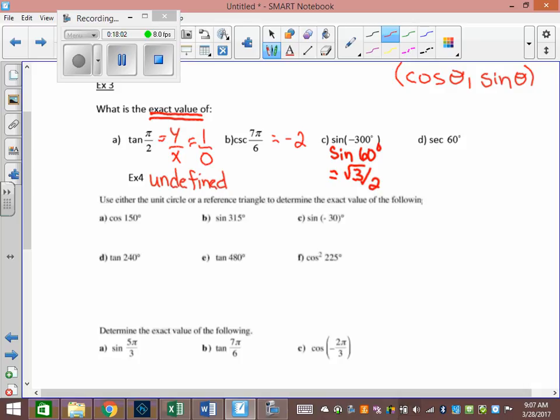Cos. Cos is x or y? X. So I want the x at 60. The x at 60 is a half, but that would be the answer to cos. So what would be the answer to secant? If it says exact value, most of the time you're pulling it off your unit circle, because that's where you're going to get your exact values from, right? If you're pulling a decimal, you're not getting an exact value.